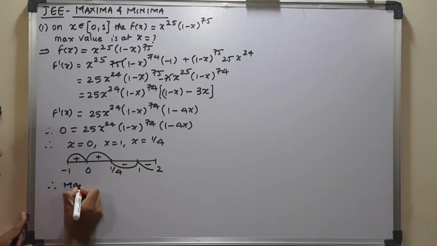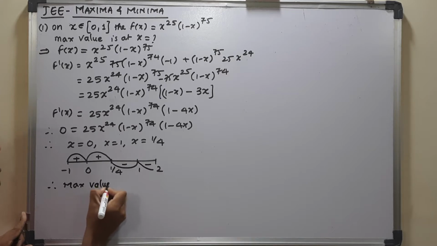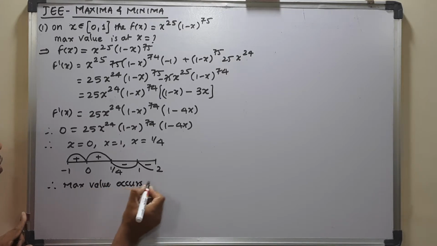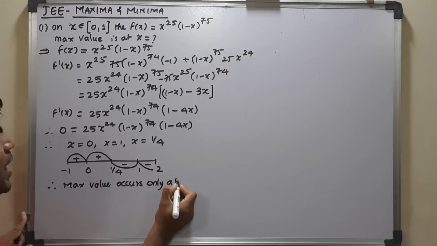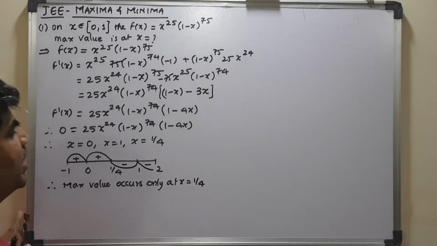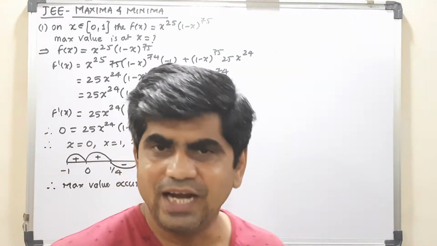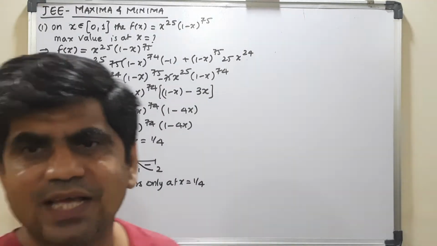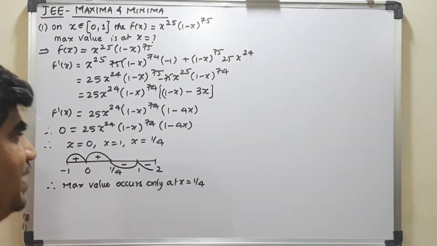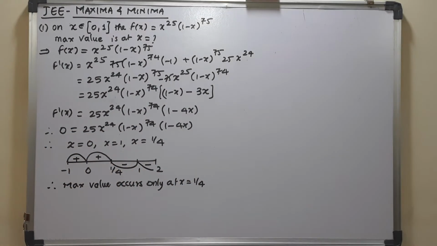Therefore, maximum value occurs only at x is equal to 1/4. Or rather to say that even if it has 3 points, it has only one maximum, and that maximum is at x is equal to 1/4. Many times the question can be solved very easily.